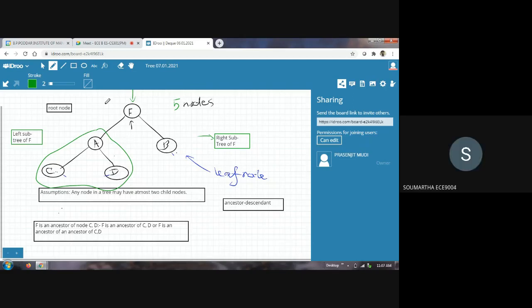Sir, one doubt. With respect to nodes C and D, can we call A the ancestor, or F the ancestor, or both? Both of them are ancestors, A and F. A is the direct ancestor, meaning its root, and F is the ancestor. Okay, sir. And the opposite word is descendant. So C and D are descendants of F.